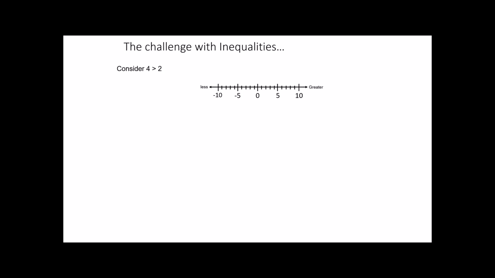So consider this. If I have 4 is greater than 2, what I'm really saying is that if I put 4 and 2 on the number line, 4 is going to be closer to the right, or further to the right. The farther to the right the number is, the greater the number. The farther to the left the number is, the less the number's value.